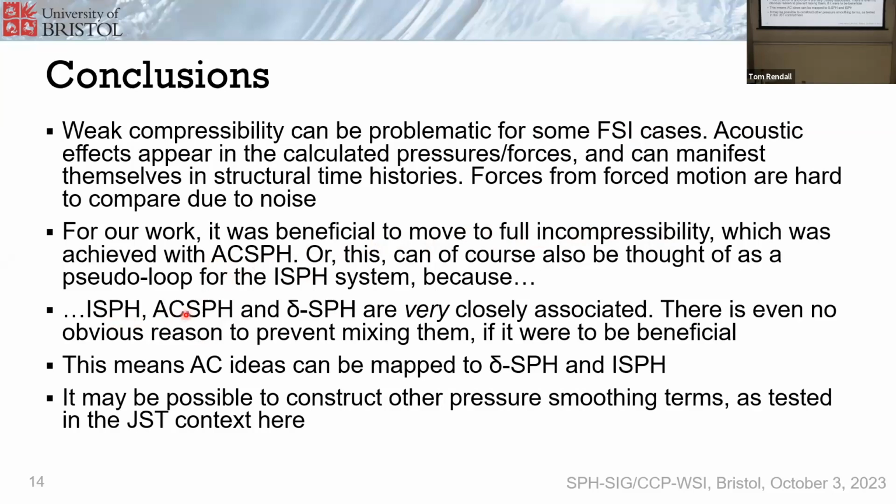And if you look at it from the point of view of that pseudo-time differential equation, ISPH, delta-SPH, AC and delta, if you consider delta swap from density to pressure, they're all quite closely associated. Not exactly equivalent, of course, but they're very, very similar. And that might mean that there's scope for looking at cross-fertilization between these different methods in various ways. And it could be extended to different forms of smoothing, perhaps, too. So that's it. Thank you very much.